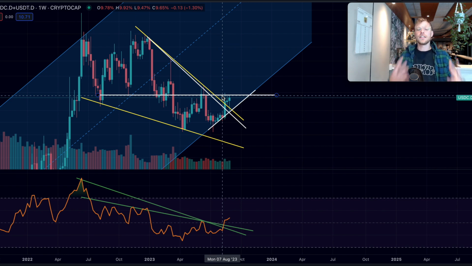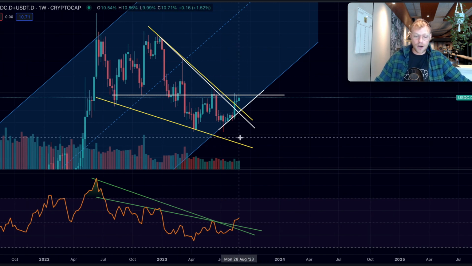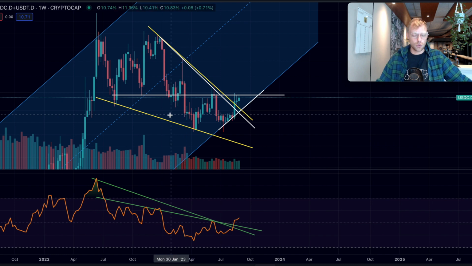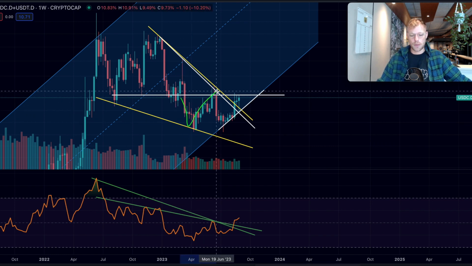We need these charts, we need information that can really give us some clarity. And what we are seeing right now on this chart, this is the stablecoin dominance combined, is very interesting, because we are running into some resistance. We have a W formation right here.